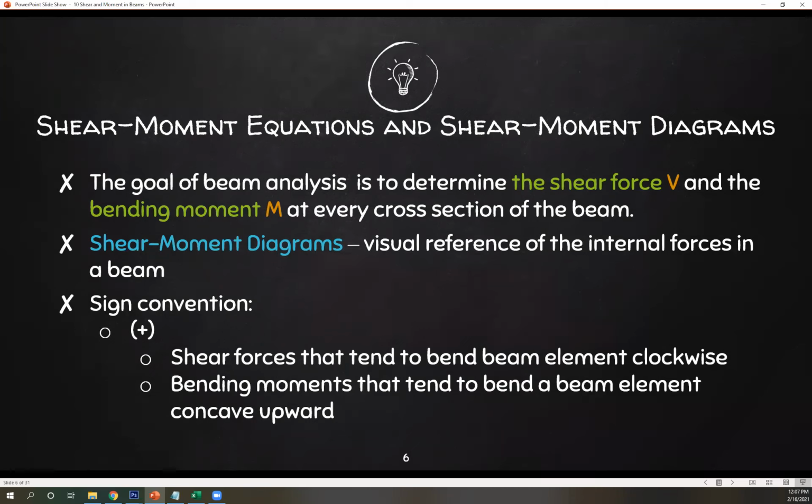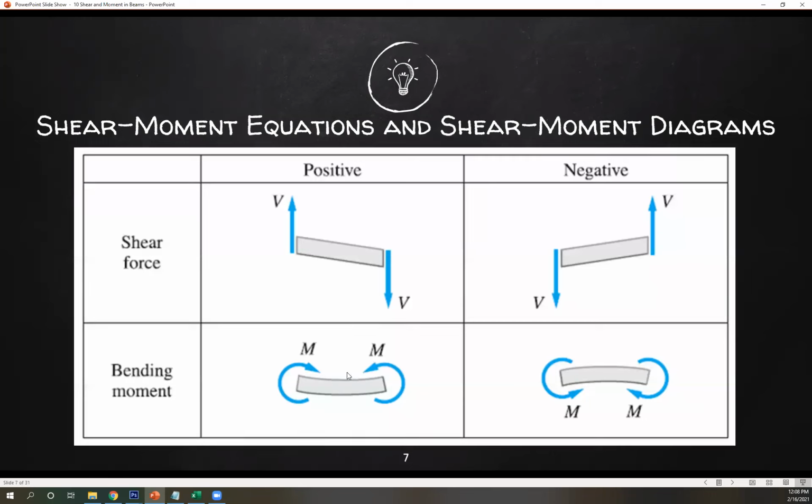Then we have the following sign conventions for shear and moment. For shear, it's positive if the shear forces tend to bend the beam element clockwise. Same with moment: it's positive if the bending moment tends to bend a beam element concave upward. So what does that mean? It looks like this. If you have your shear force, to get the shear force, you're going to cut your element or cut your beam. Internal forces would be present. You have your shear and moment.